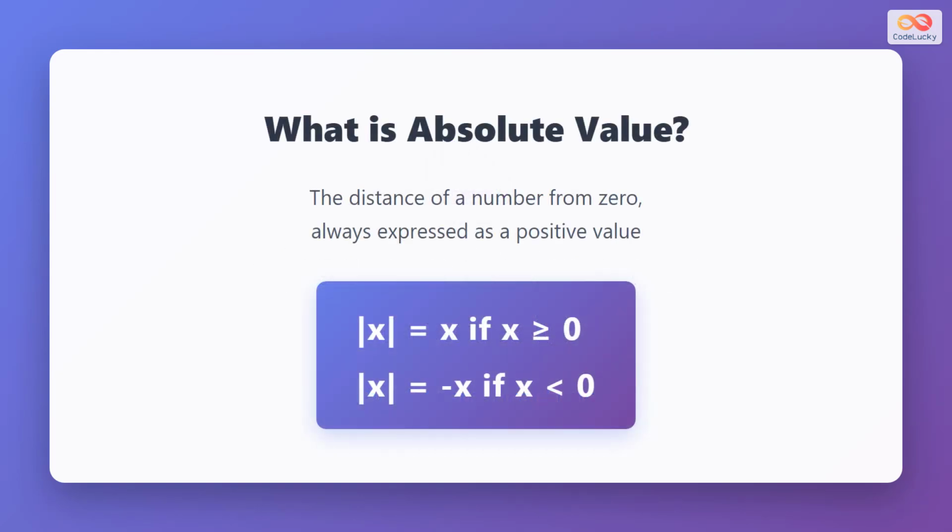Before we dive into the code, let's understand what absolute value means. The absolute value of a number is its distance from 0 on the number line, always expressed as a positive value. Mathematically, if x is greater than or equal to 0, the absolute value of x equals x itself. But if x is less than 0, the absolute value of x equals negative x, which makes it positive.